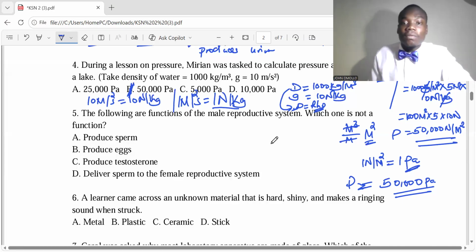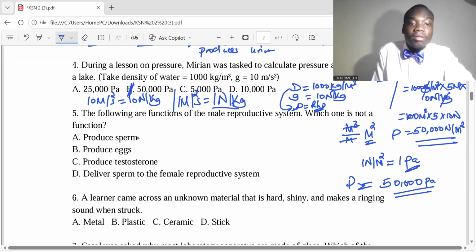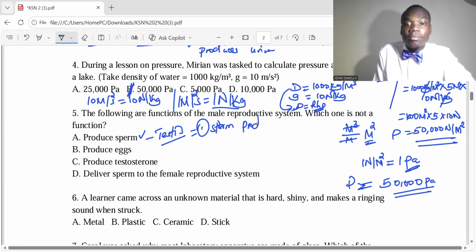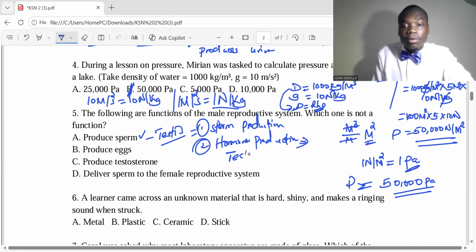The following are the functions of the male reproductive system. Which one is not a function? We know that the male reproductive system produces sperm, and that part is the testis. The testis has two roles. Number one, sperm production. Number two, hormone production, and the hormone produced is called testosterone. This hormone is found in the testes.